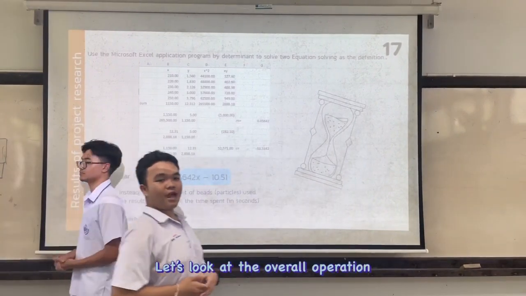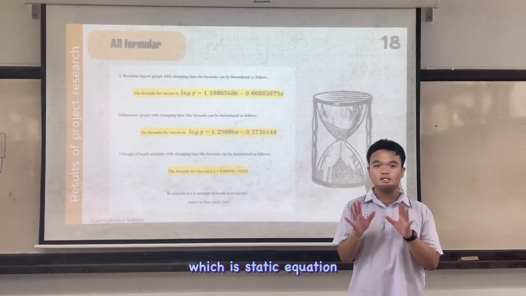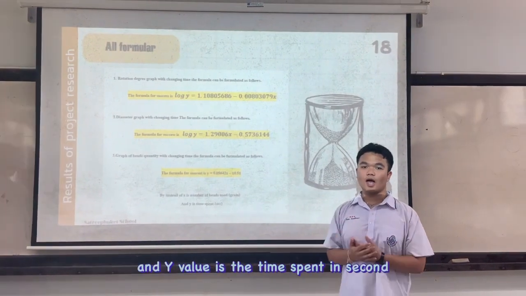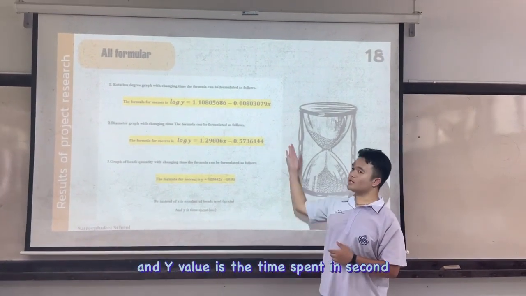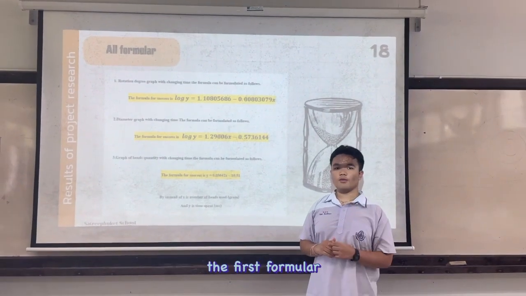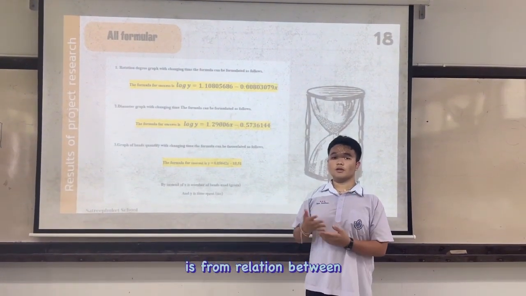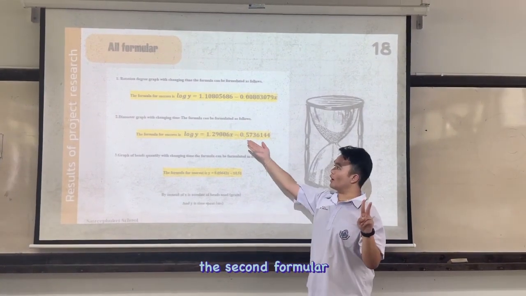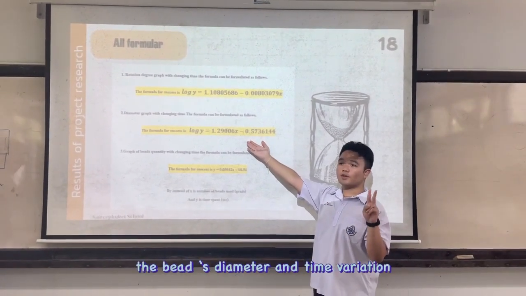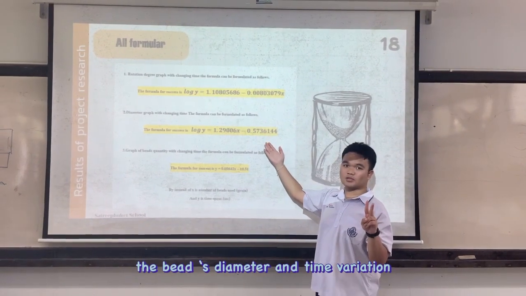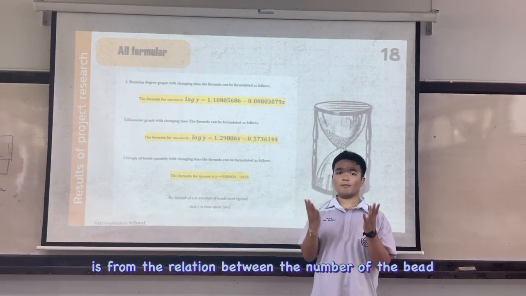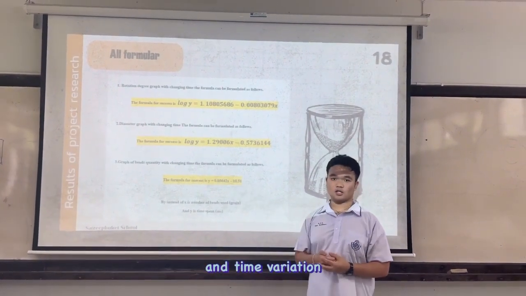Later, let's look at the overall operation, which is the statistic equation. X value is the amount of beads, and y value is the time spent in seconds. The first formula is from relations between the degree and time variations. The second formula is from relations between the bead diameters and time variations. And the last formula is from relations between the number of beads and time variations.